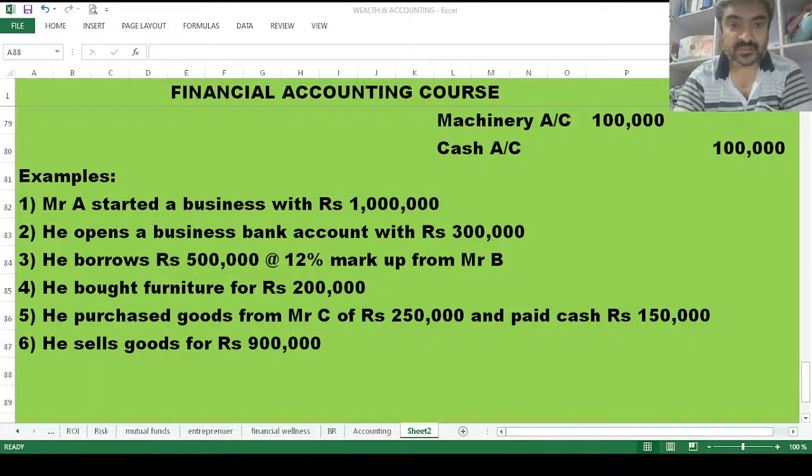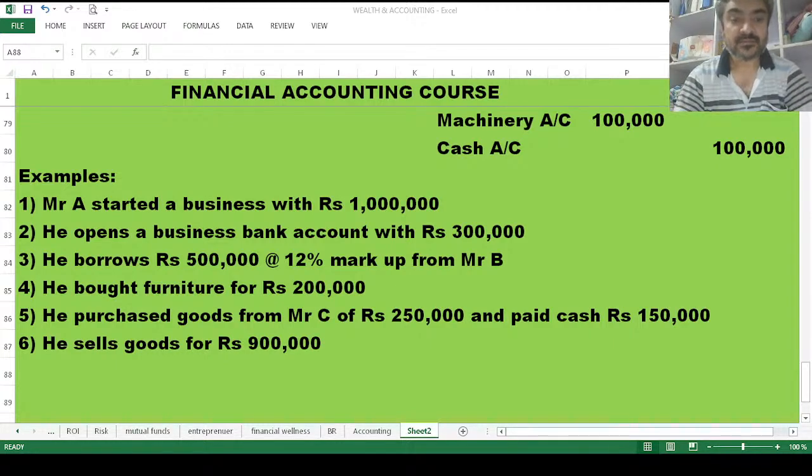The two changes are that increase in cash by rupees 900,000 and cash is an asset, and decrease in goods or increase in sales by rupees 900,000. Sale is an income item. Income is an element of the accounting, and whenever income is increased of the business, it is credited.